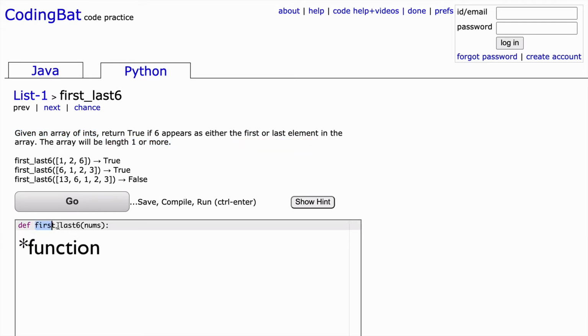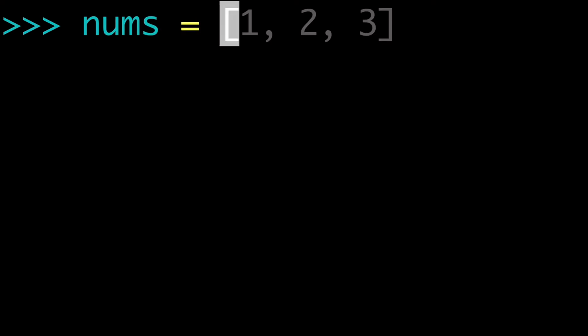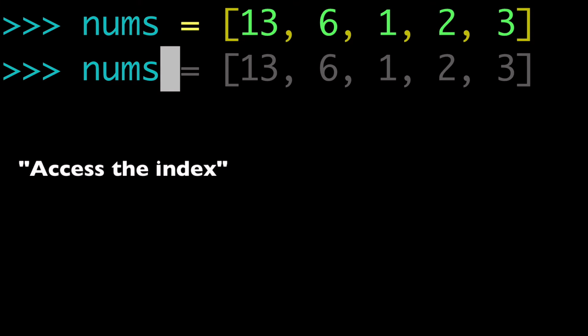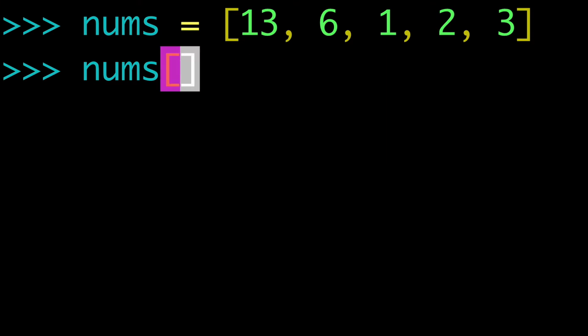So here is our question, first, last, 6. And you see that it only takes one argument called nums, which represents a list of integers or an array of integers. And this array is going to be of length 1 or more, but that length can actually vary. So let's say we had our list of numbers here. And we could go over to our terminal and rebuild this array and access the index to test it and make sure that we can grab the first and last element.